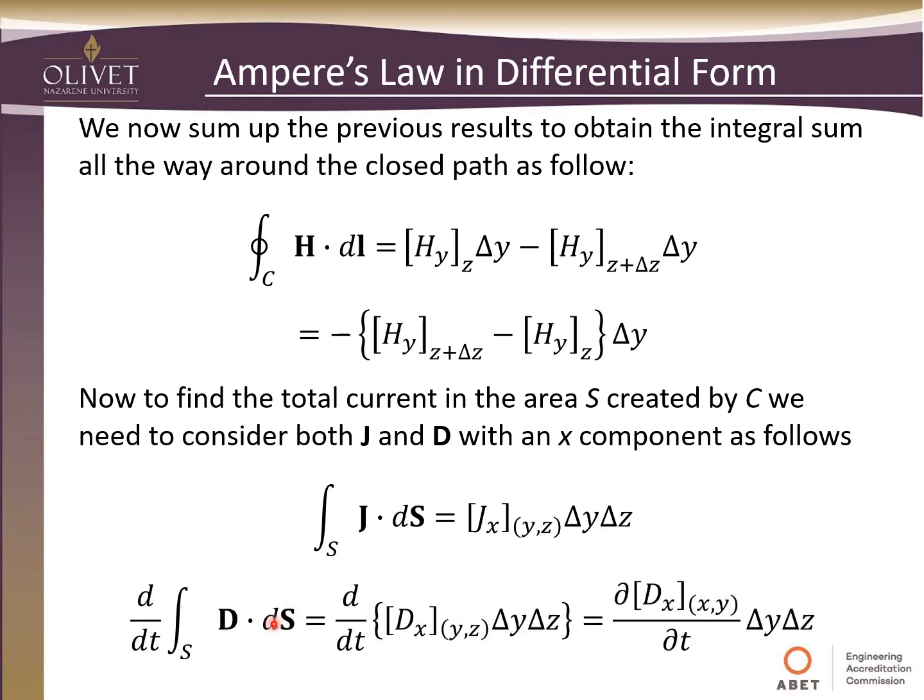And then we do the same thing for our displacement vector, that second term. It's the time differential of this integral. Well, when we do that, again, we will get this Dx in terms of y and z times this area, taking the partial derivative with respect to time. And so when we bring out the delta y delta z's, they're constants, we're left with this remaining term.